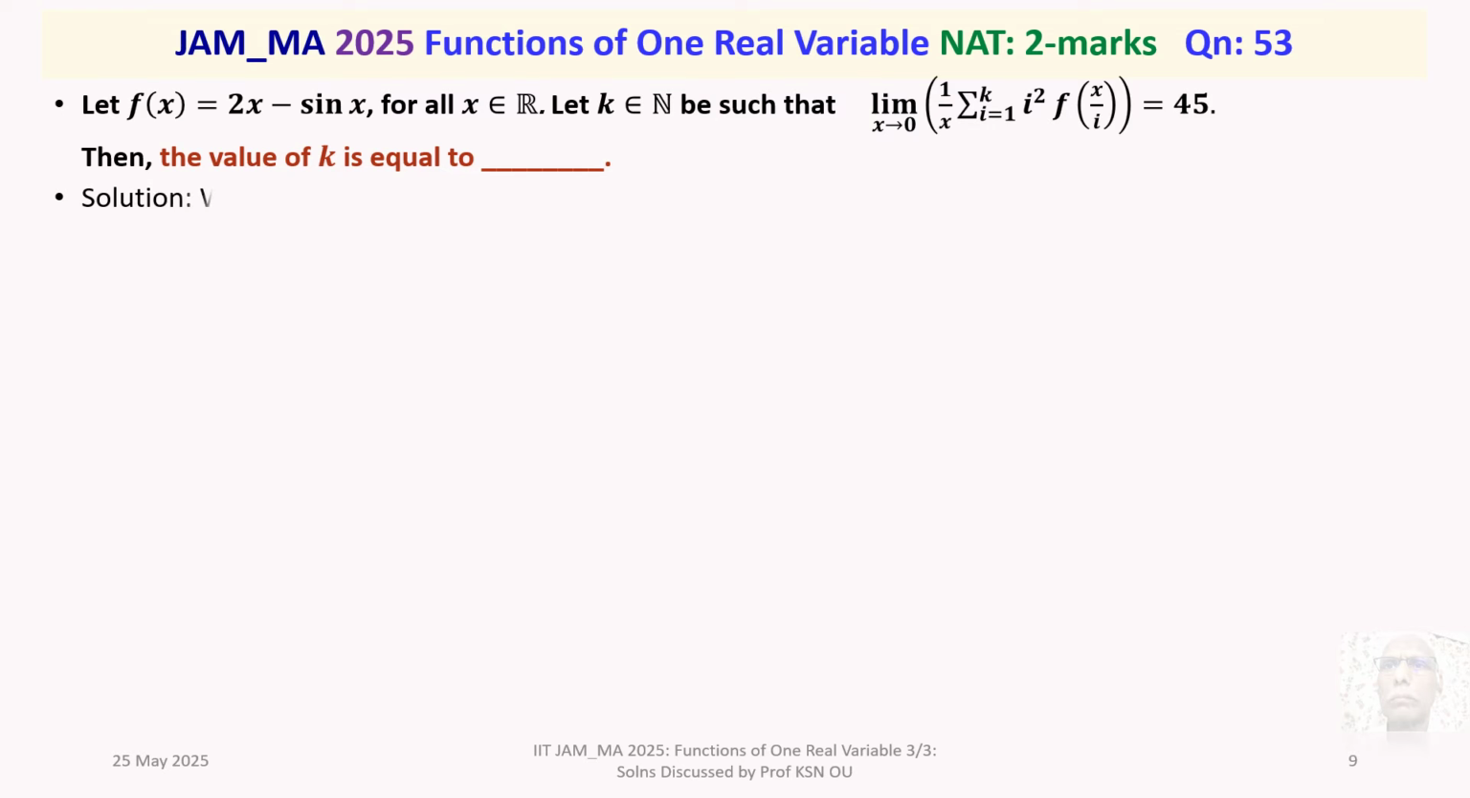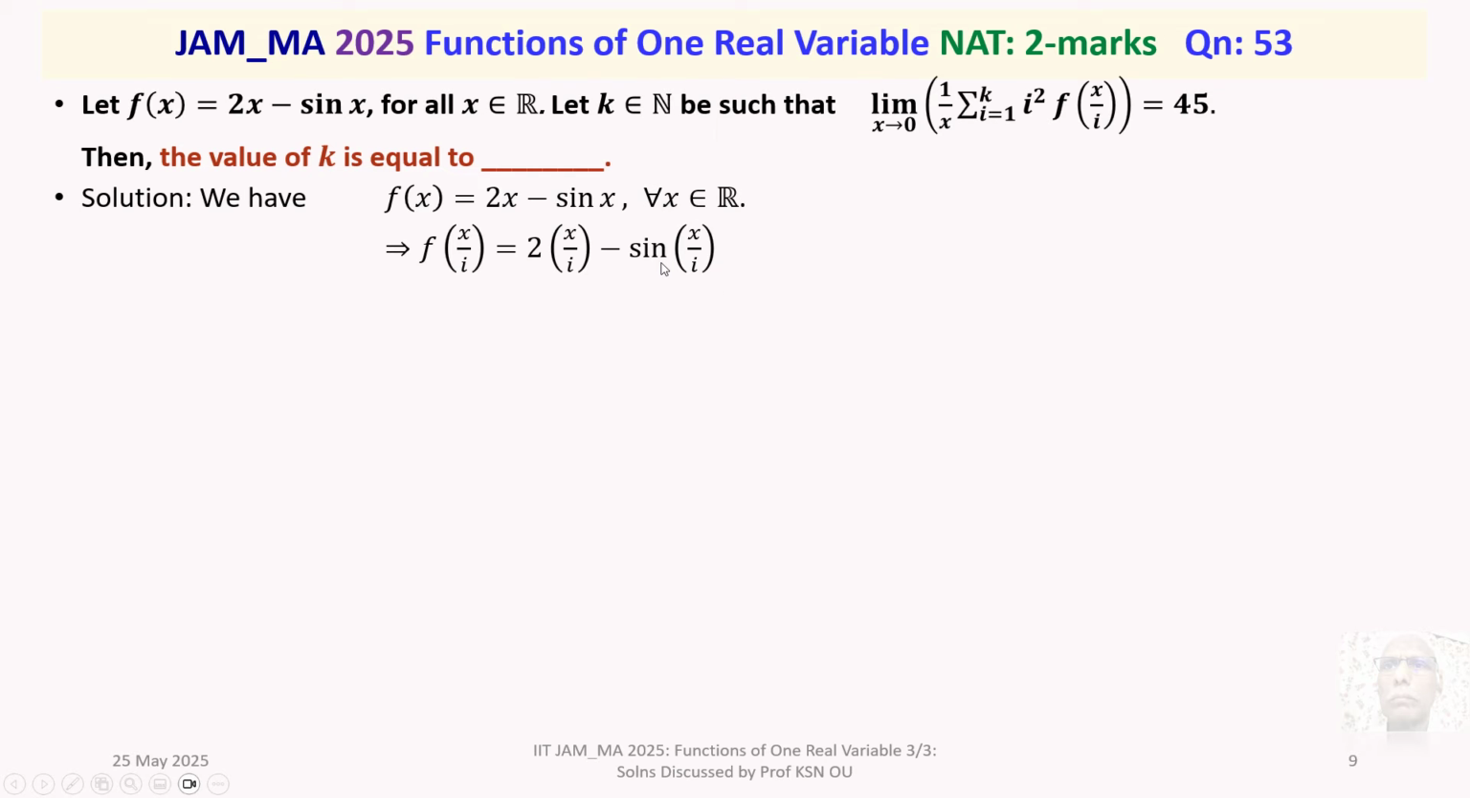Let's now discuss the solution of the problem in detail. We have f of x equal to 2x minus sin x for all x belonging to R. Right. And look here, f of x by i is there. i is the variable of summation. Right. For f of x by i, wherever there is x, you write x by i: 2 into x by i minus sine of x by i.